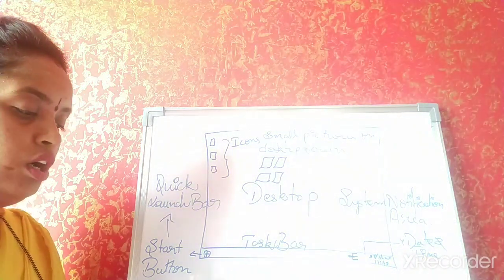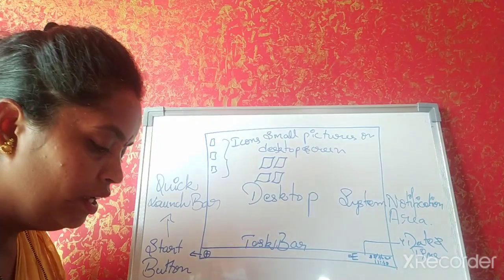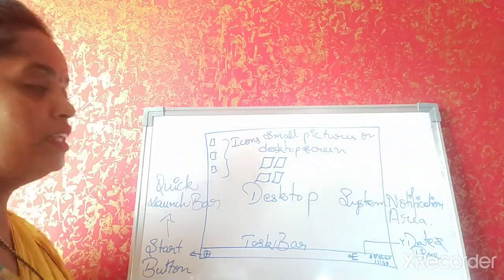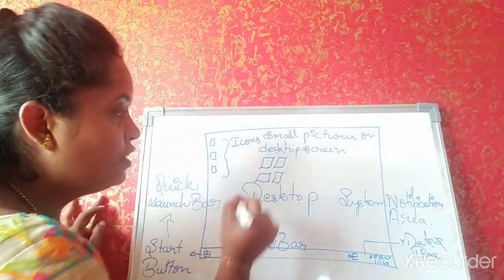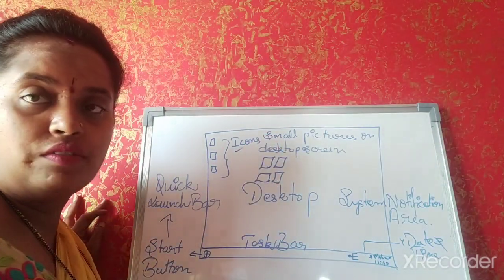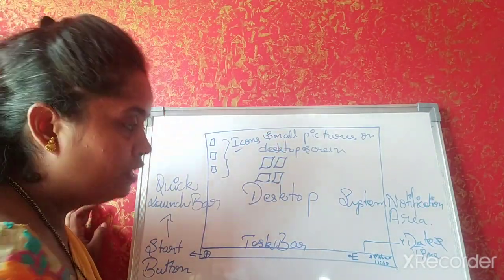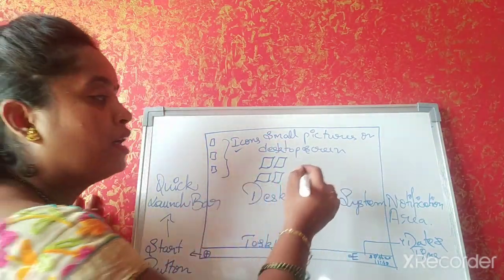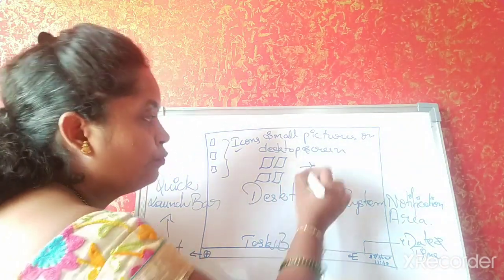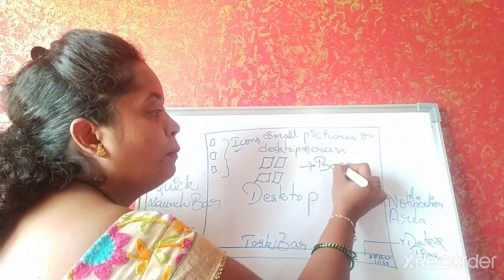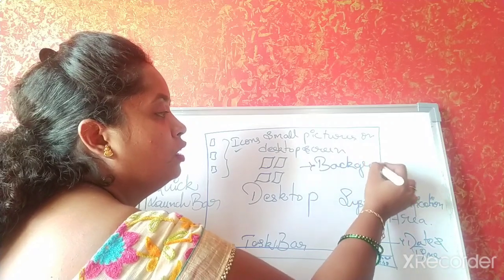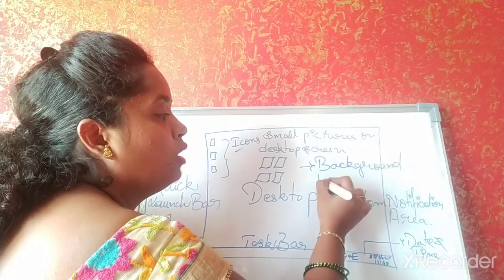Then what are the components on the desktop? First one is your icons. Then desktop background, which is called wallpaper.